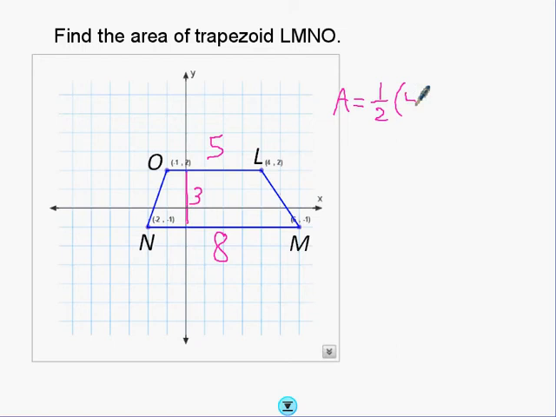And I'm just plugging this stuff in. 5 plus 8 times 3, 19.5, I believe. Again, square units. Areas measured in square units.